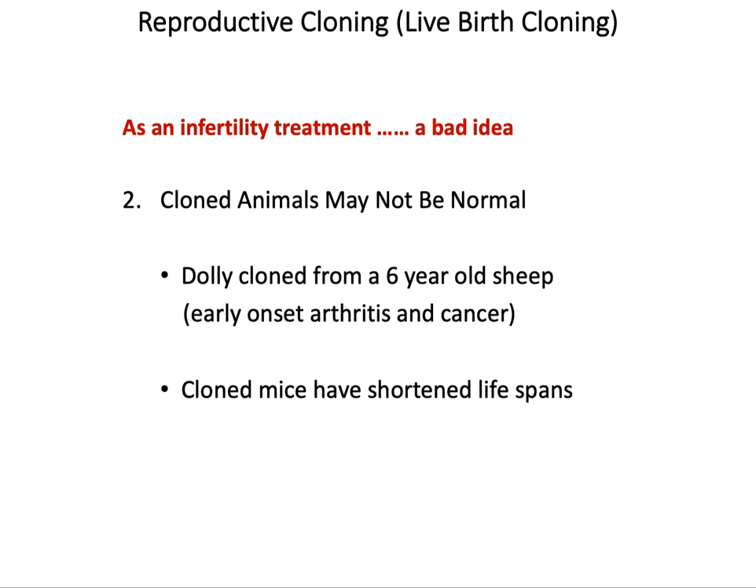There's also some evidence that cloned animals may not be normal. Dolly was cloned from a 6-year-old sheep, and what was interesting about Dolly is that she died early, and she had early onset of arthritis and cancer. It's almost as if Dolly was older than her actual biological age. That's kind of interesting, and it suggests that cloned animals may not be normal. Also, it has been observed that cloned mice have a shortened lifespan compared to their non-cloned counterparts.